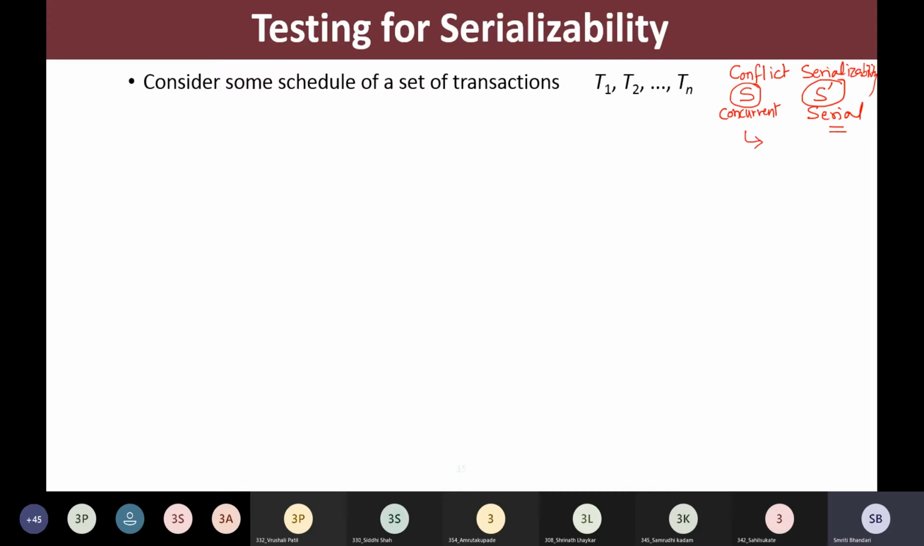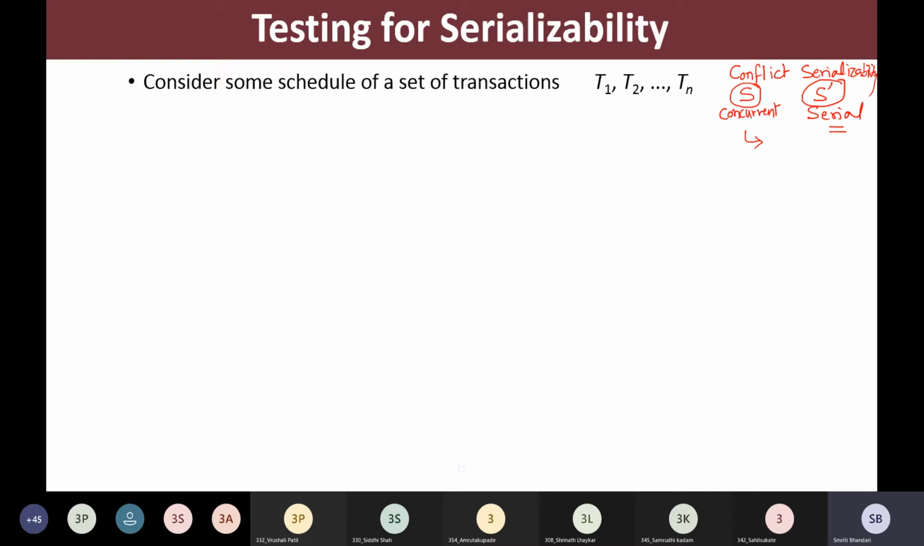So similar to whatever we did manually by swapping the instructions, we came across the serial schedule and we said that this is conflict serializable. This way of working to check whether the schedule is conflict serializable or not is not feasible in the real scenario. So we should have some mechanism to test for serializability, whether the given schedule is serializable or not.